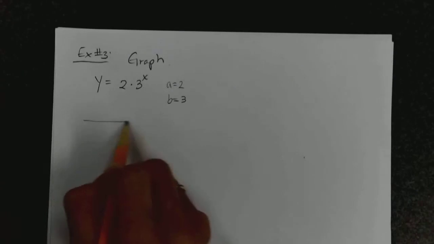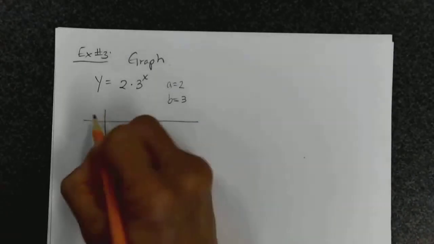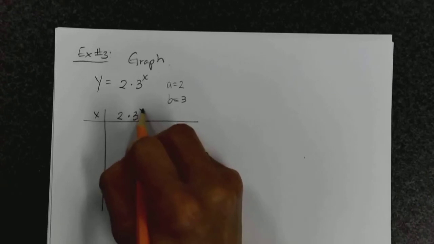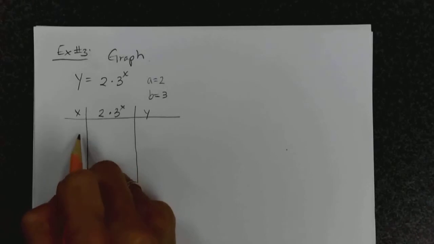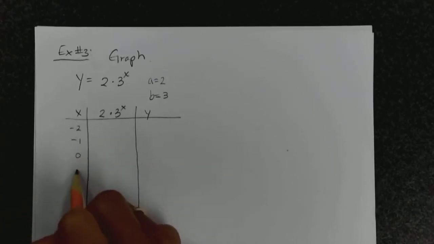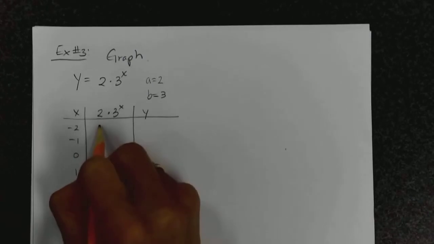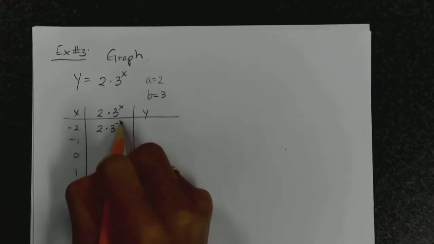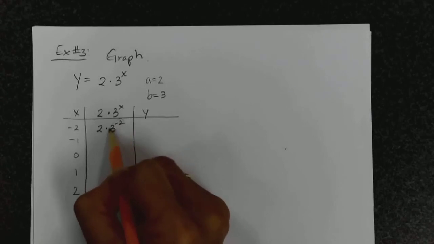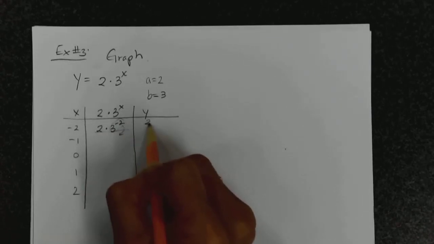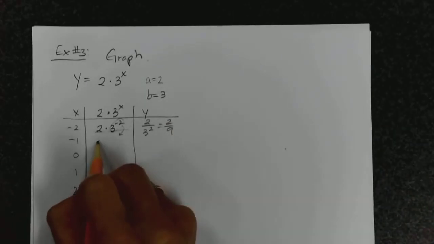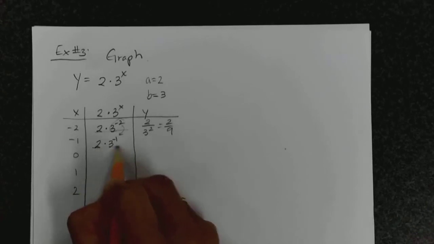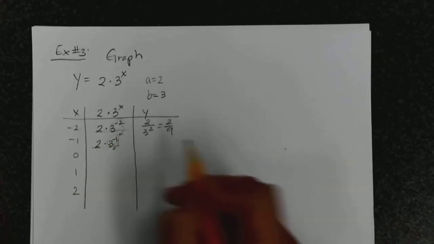So we're going to make a little table. X, 2 times 3 to the x, and we're going to give it our y value. So we're going to use -2, -1, 0, 1, 2. So we're going to plug it in and evaluate. 2 times 3 to the -2nd power. Remember, because this is a negative, it moves to the bottom, so this becomes 2 over 3 squared, which is 2/9. Plug in the next number, 3 to the -1st. Same thing again, negative exponent makes it a fraction, so it becomes 2 over 3 to the 1st, which is 2/3.